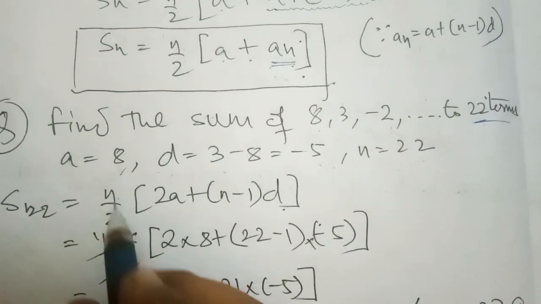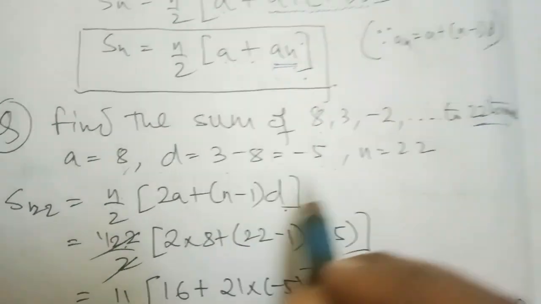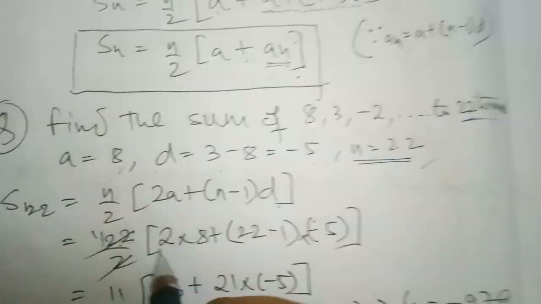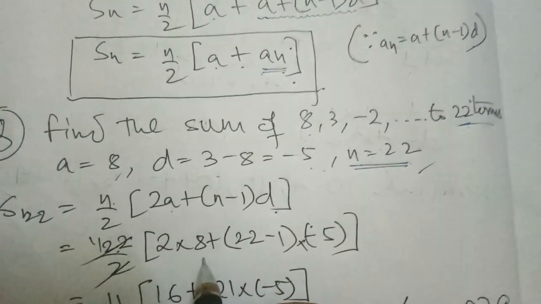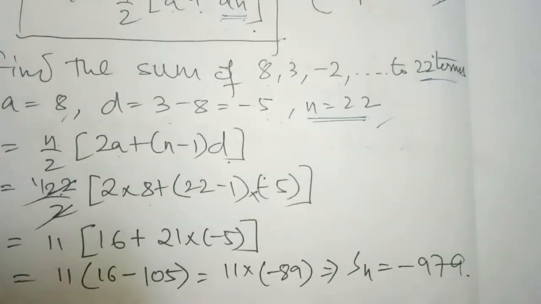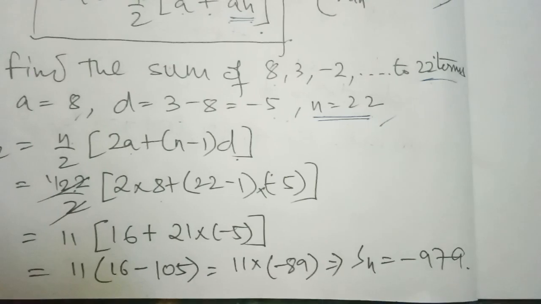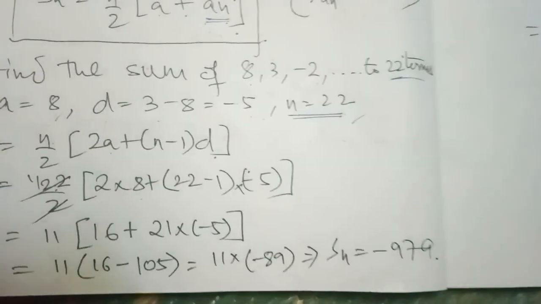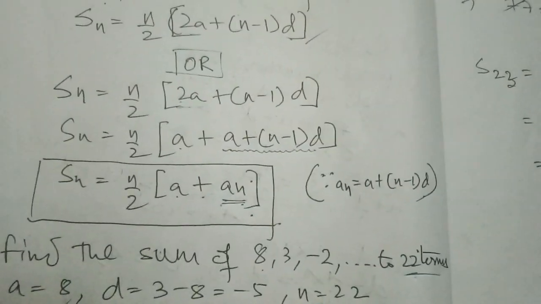In place of n I have written 22, because 22 is given here. Now in place of a we substitute the value. After substituting the values, we get Sn equals minus 979. Now one more example I'll show you, with the help of the other formula.